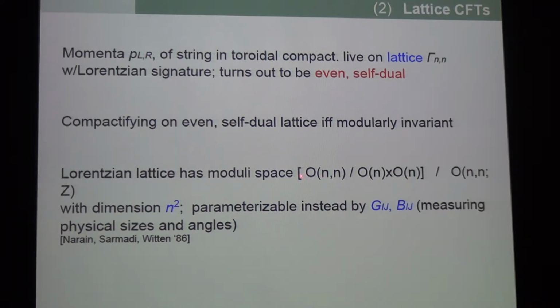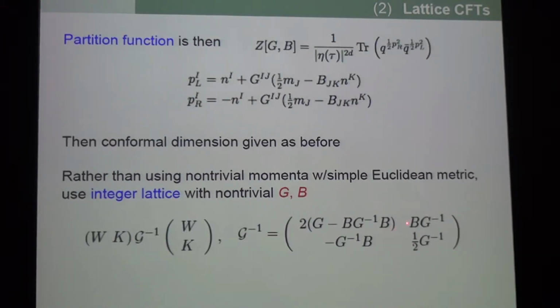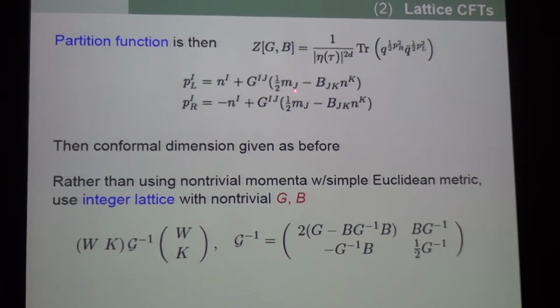The only thing I want to mention here is that rather than working with some bizarre lattice directly, we're instead going to use this Narain parameterization, where we will parameterize our lattice by background fields G and B, exactly what you'd expect, antisymmetric and symmetric, respectively. Then we can express our partition function in the form that looks like this. Our conformal dimension would be the sum of this weight and this weight, where P left and P right are expressed in terms of those background G and B fields.